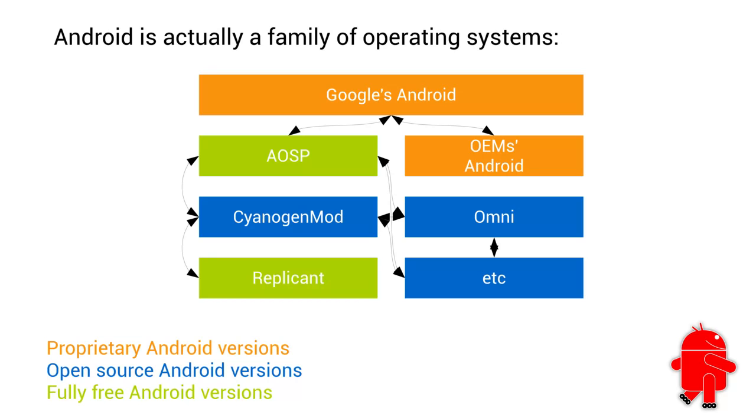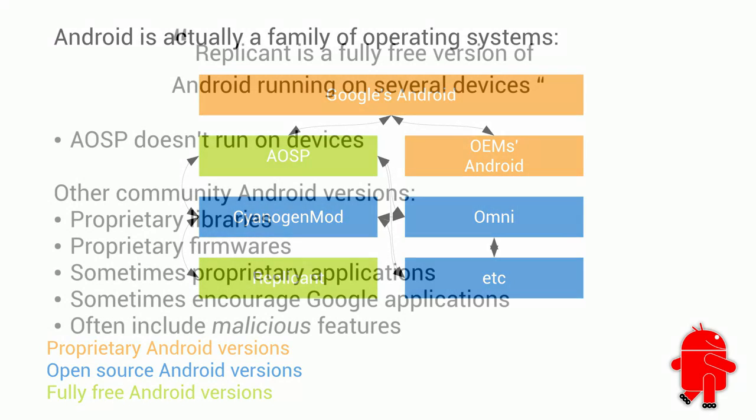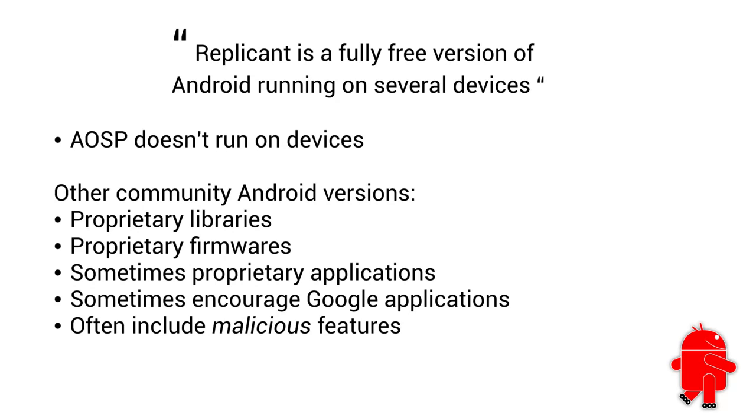And they also try to run on a wide range of devices, so usually any Android device out there. And then you finally have Replicant, which is based off CyanogenMod. Usually I describe Replicant as a fully free version of Android running on several devices. The fact that it's running on several devices is very relevant because AOSP doesn't run on devices. Actually, the devices it has support for are the Nexus devices by Google, and it has incomplete support for them because it doesn't include all the proprietary parts that are needed to have the hardware working properly.